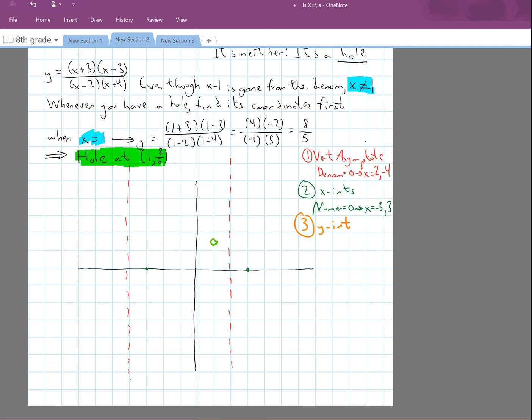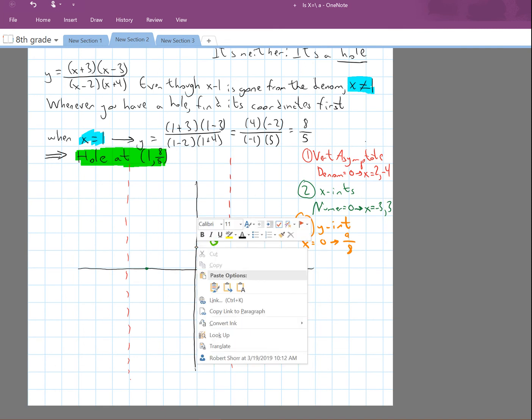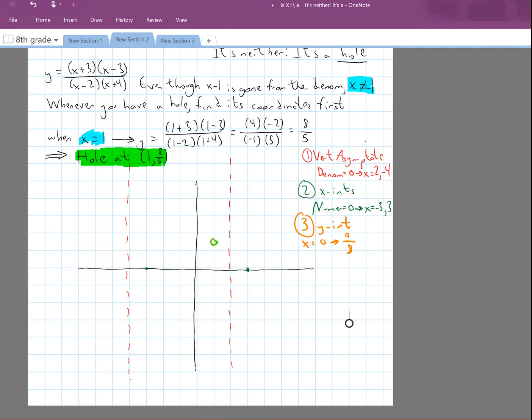So for the y-intercept, we're going to plug in x equals 0. You're going to have to take my word for it that gives us 9/8. I just don't have room to write all that. When x is 0, 3 times -3 is -9 over -8. You'd have 9/8. So (0, 9/8) is like 1 1/8, right? It's over here.